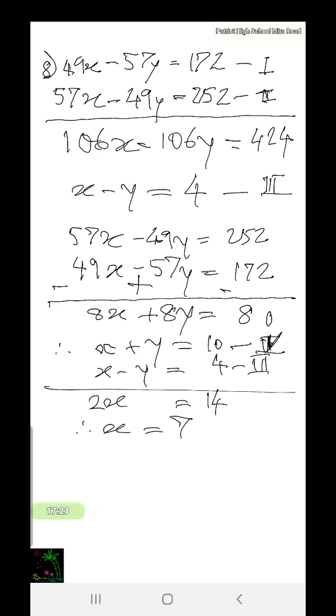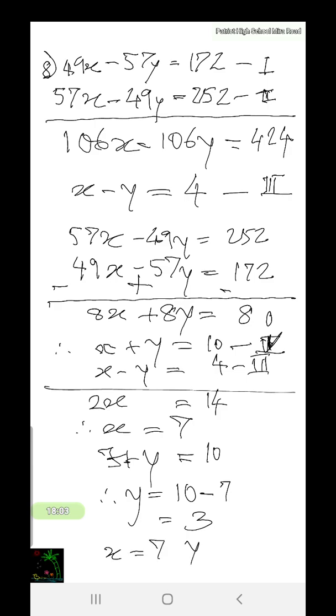Substituting the value of x in equation 4, we have 7 plus y is equal to 10. Therefore, y is equal to 10 minus 7. y is equal to 3. So the solution is x is 7, y is 3.